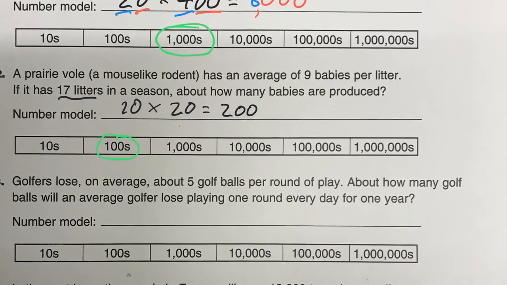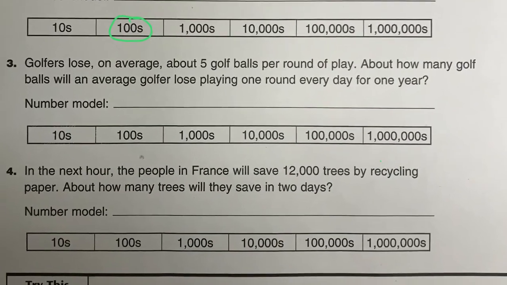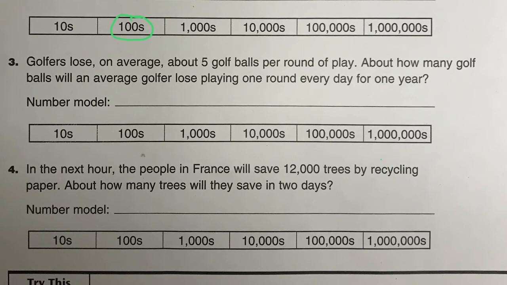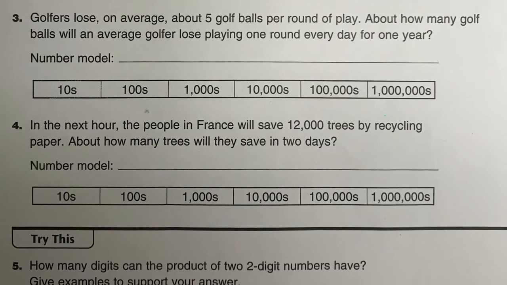Let's do just a part of the next one. And you know what? Actually, this one, 5 golf balls per round, 1 round every day for 1 year. Remember how many days are in a year. I think you can do that one on your own. But let's look at this number 4.